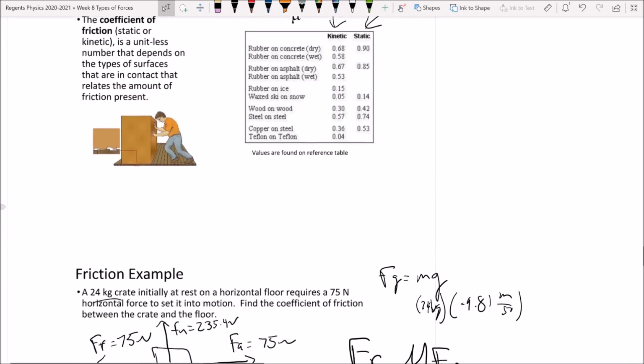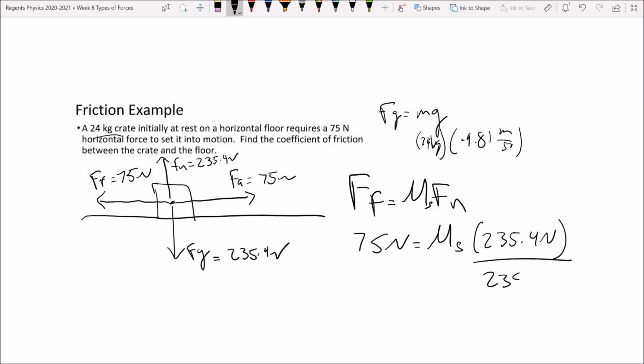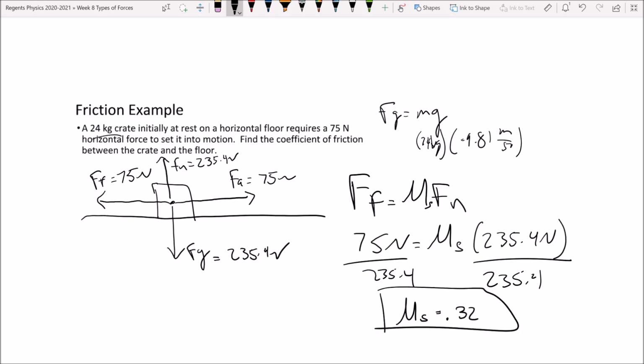Now, if we look, we're in the static case because we're not yet moving. So I'm going to put a little s here. Now, the force of friction we said is 75 newtons. And I have the coefficient of static friction times the normal force, which we solved for, as 235.4 newtons. I'll divide both sides by 235.4. And we get our coefficient of static friction. So 75 divided by 235.4 gives me a coefficient of 0.32, unitless and less than 1.